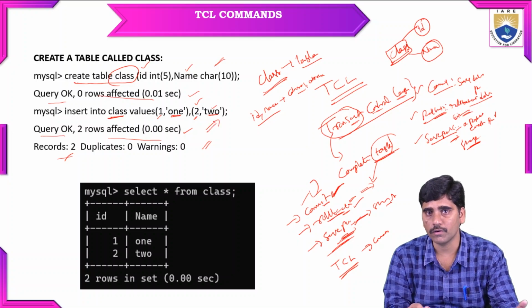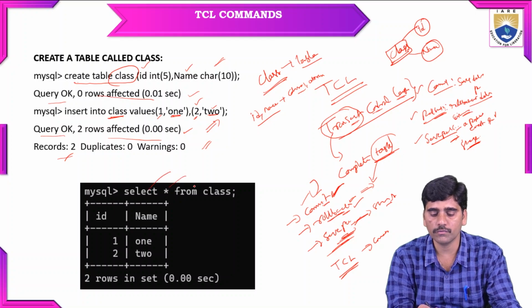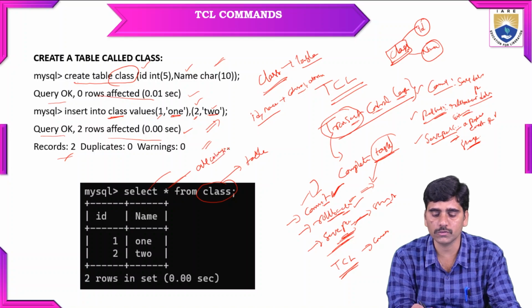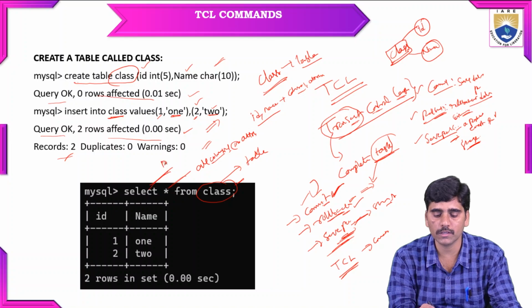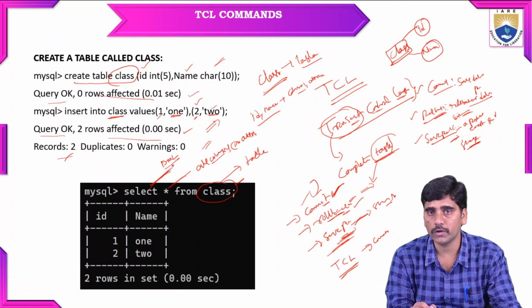Now I am going to retrieve the values. How are you going to retrieve the values? Just type select star from class. Class is the table name which you are using, and star indicates all columns, all attributes, from the class table. Which command do we use to retrieve all these? We are using a DML command, select. A DML command select can be used to retrieve your data.